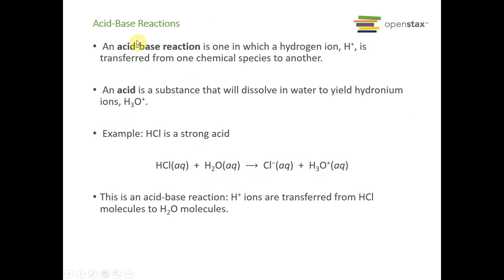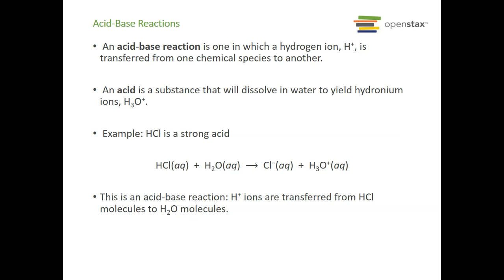Okay, so that's precipitation reactions, also known as metathesis reactions or double displacement reactions. Now we've got the next group of reactions, which are called acid-base reactions. An acid-base reaction is one in which a hydrogen ion, H+, is transferred from one chemical species to another.